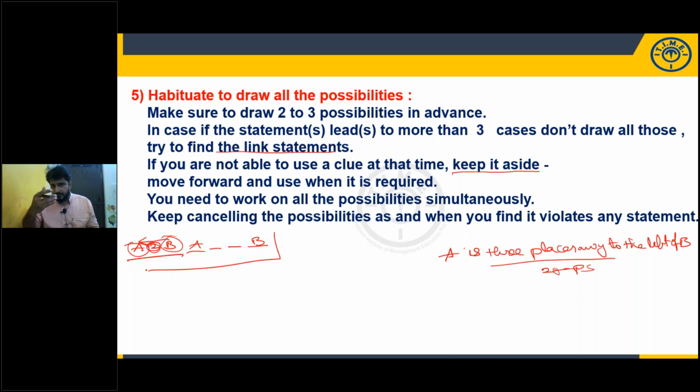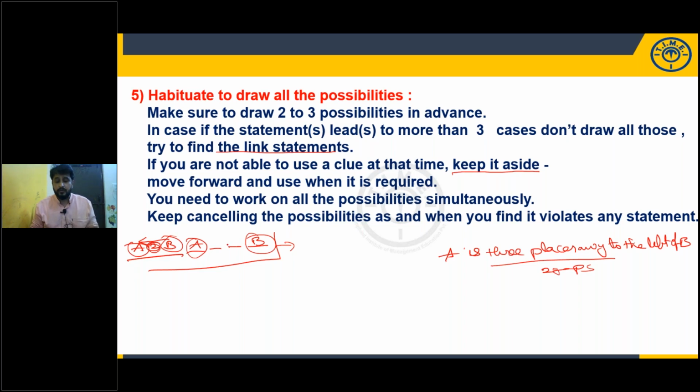Once you have gone through that clue, you need not repeat that clue again. No need to go back. Keep it aside, move forward and use it when it is required. Whenever we come across a link statement related to A and B, then we will utilize that.